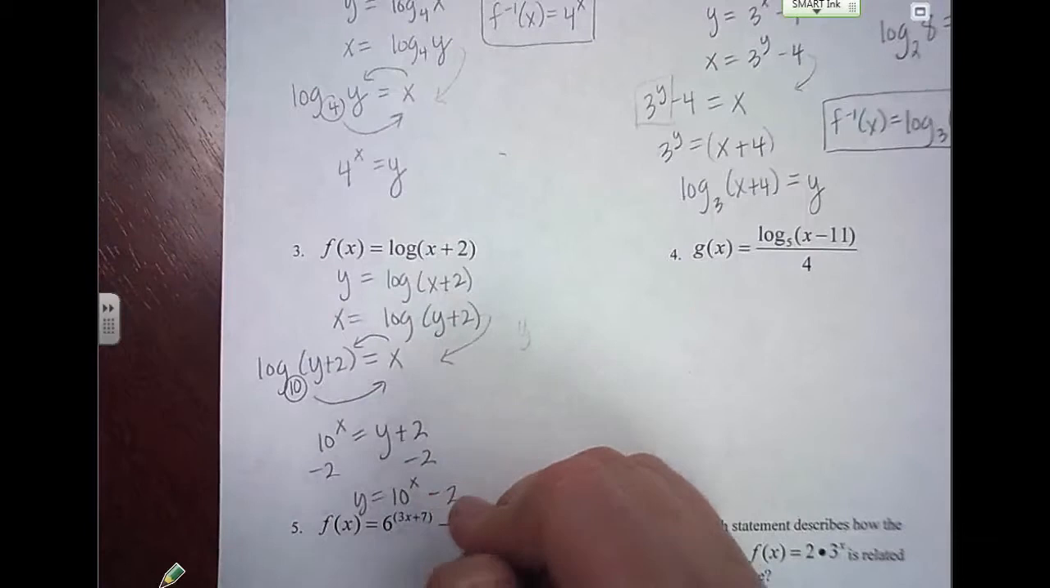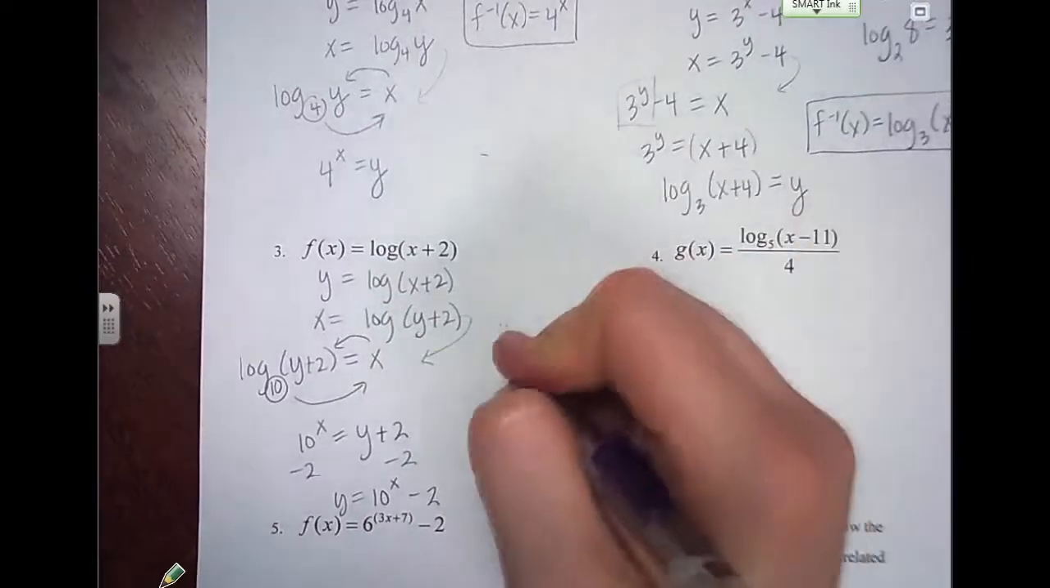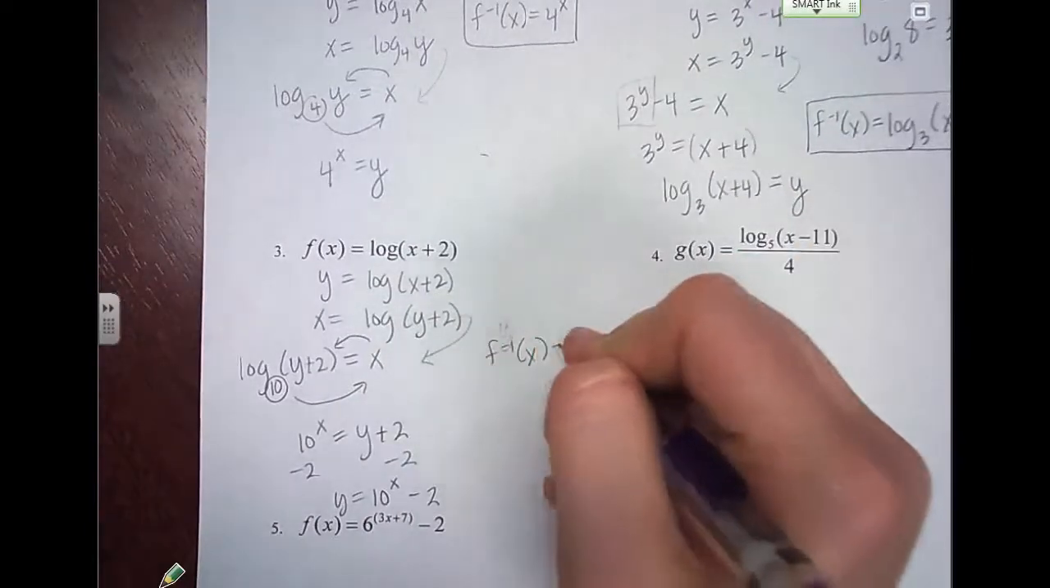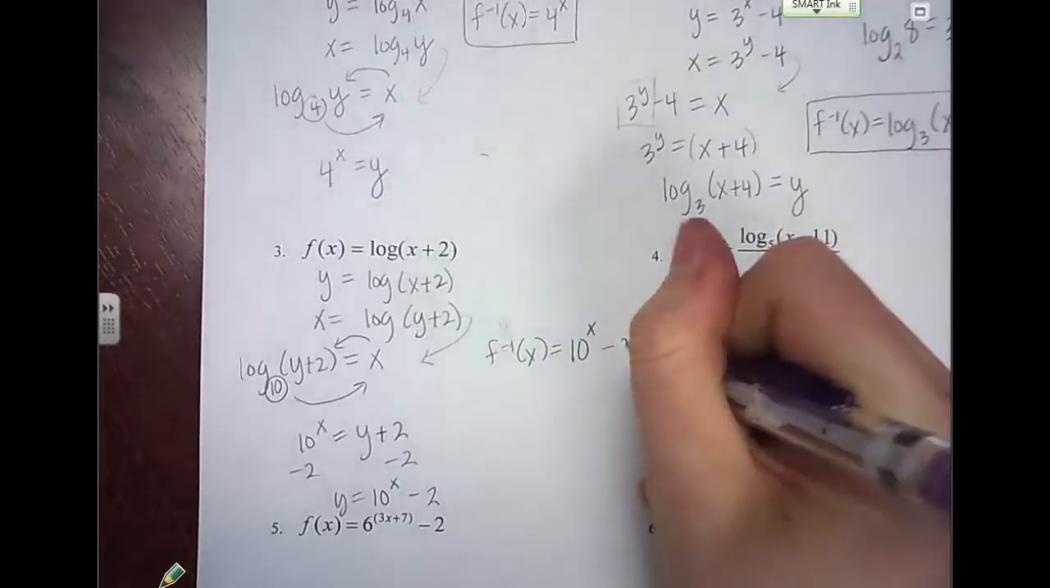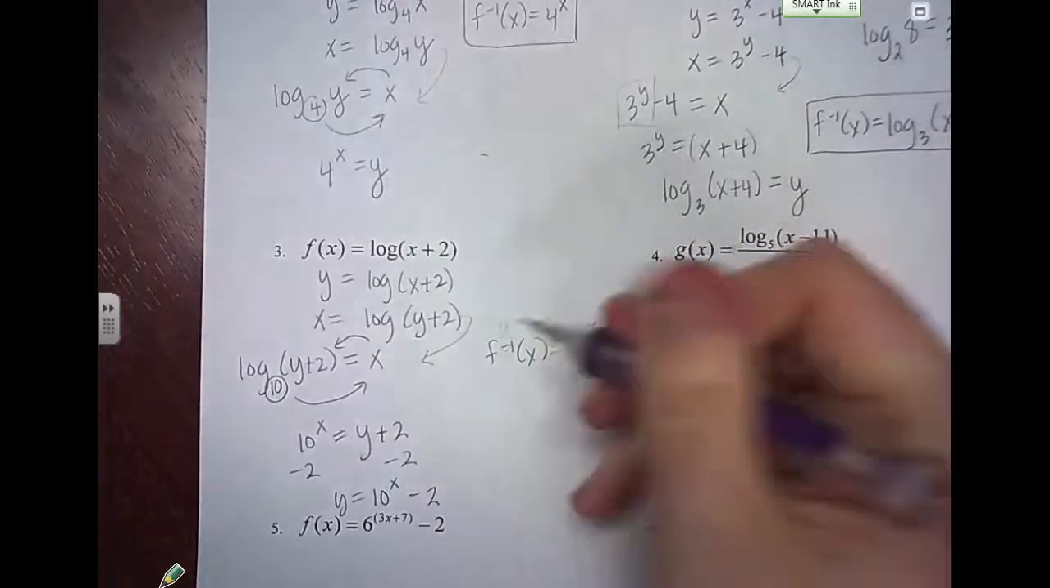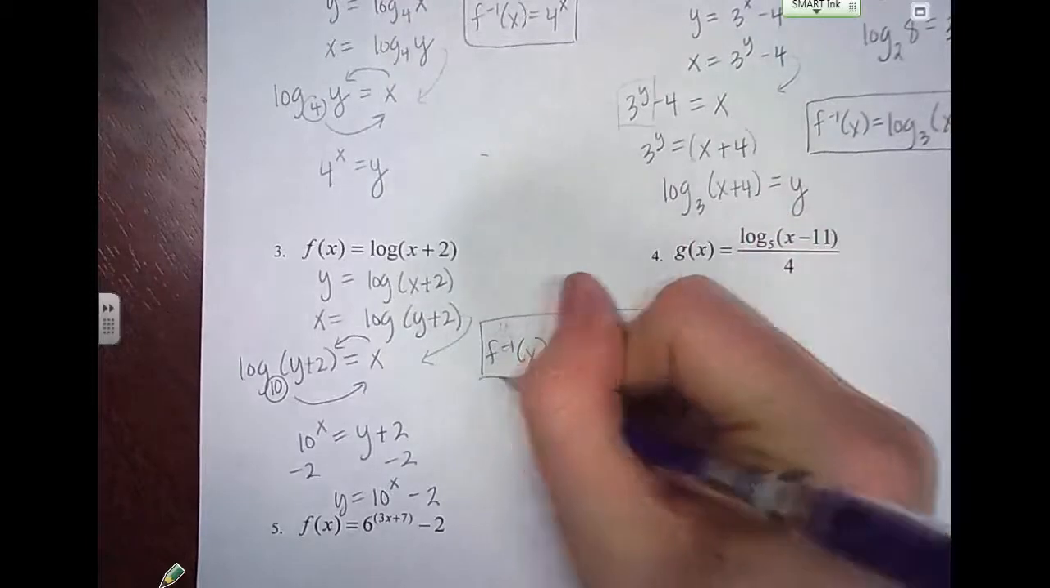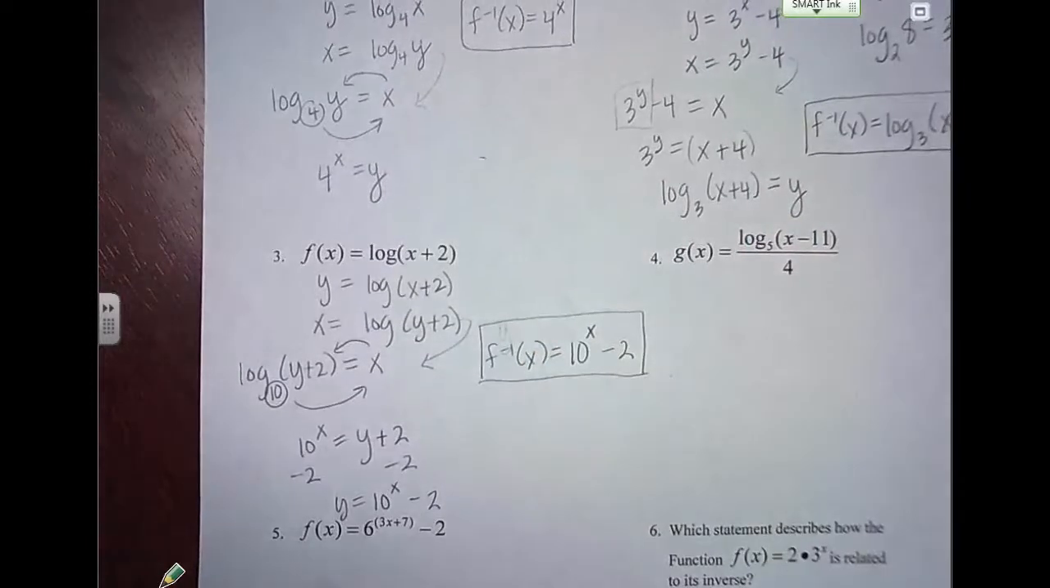10^x minus 2. So our inverse function, and make sure that I can read this, is 10 to the x power and then minus 2. So the minus 2 is not up in the power. Make sure that you distinguish between where you're writing that.